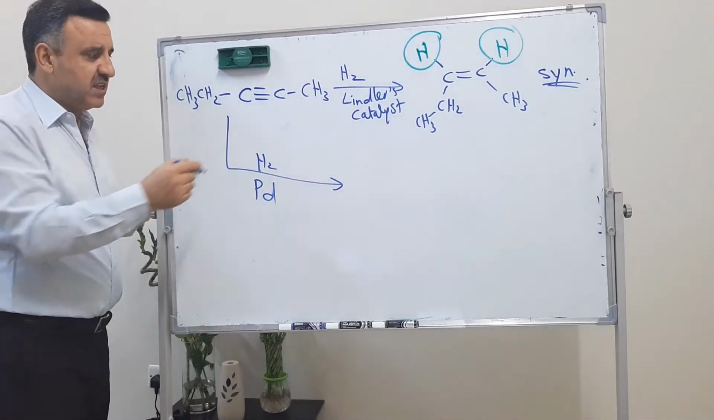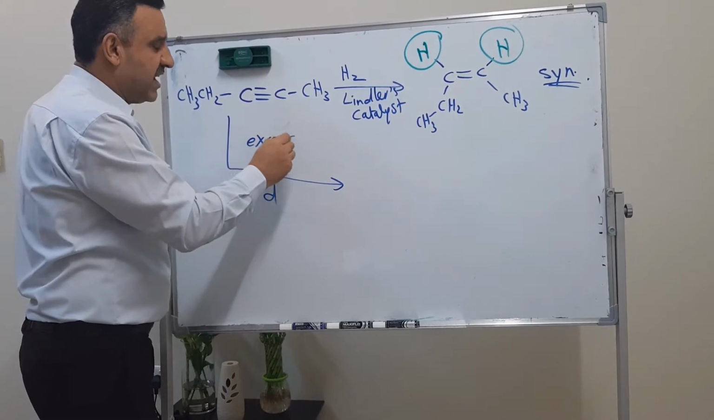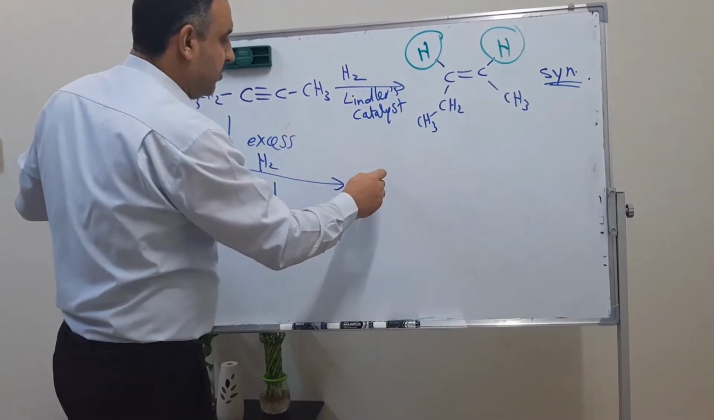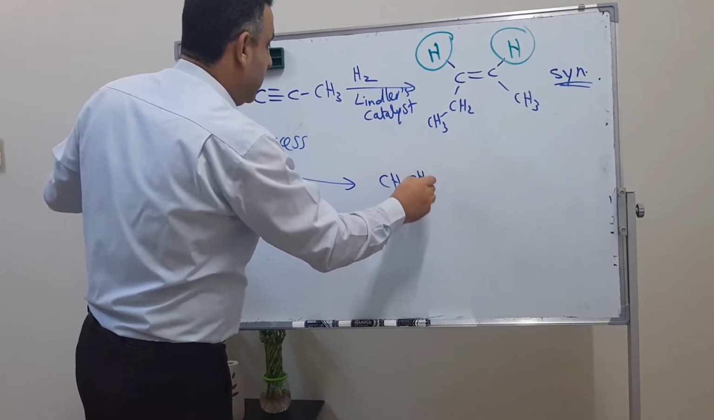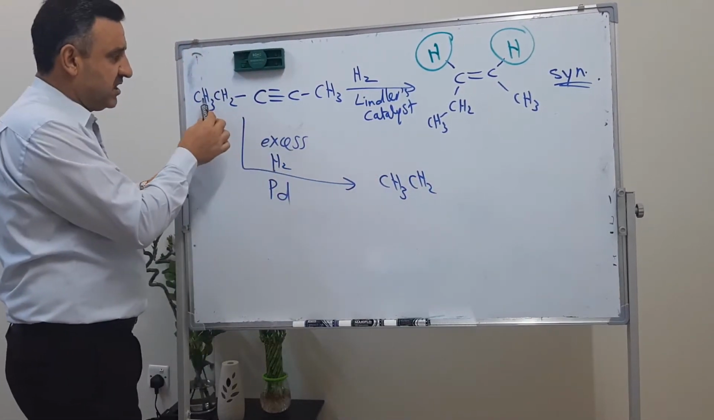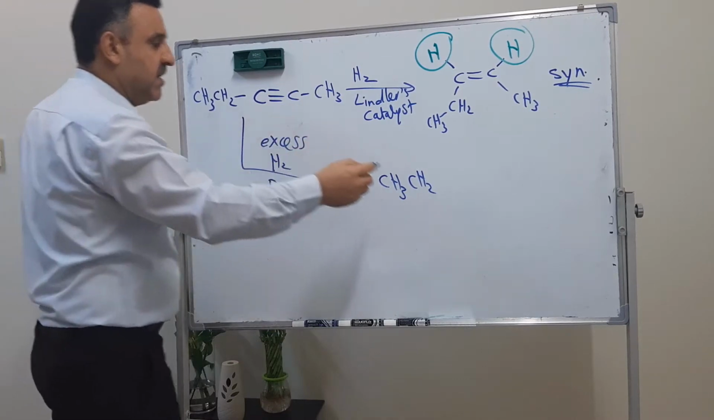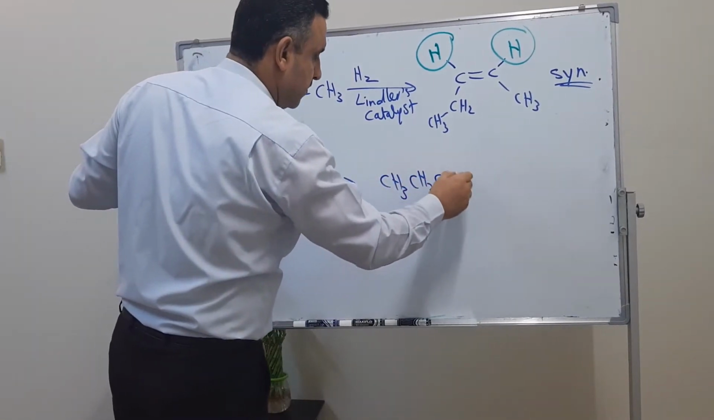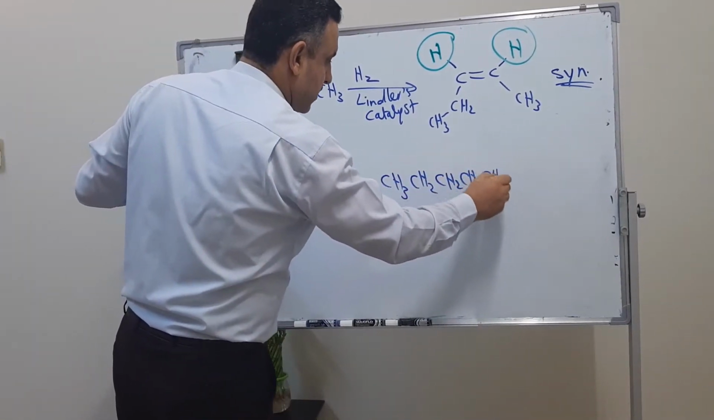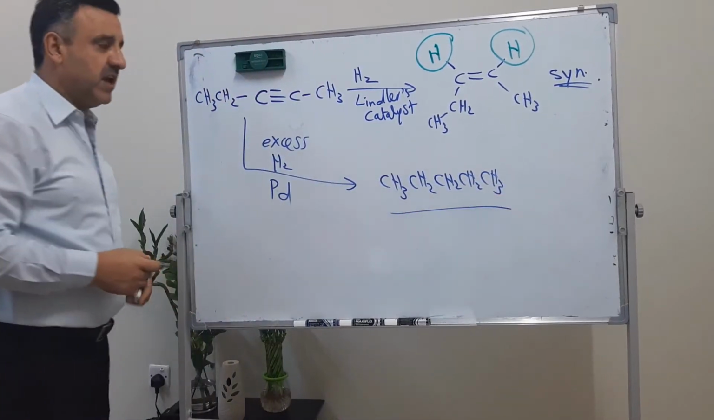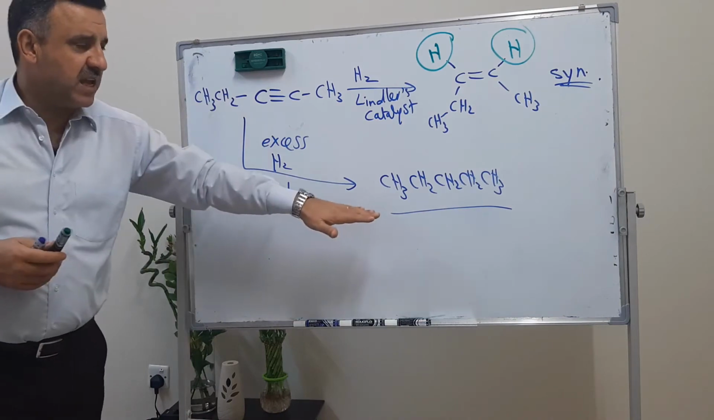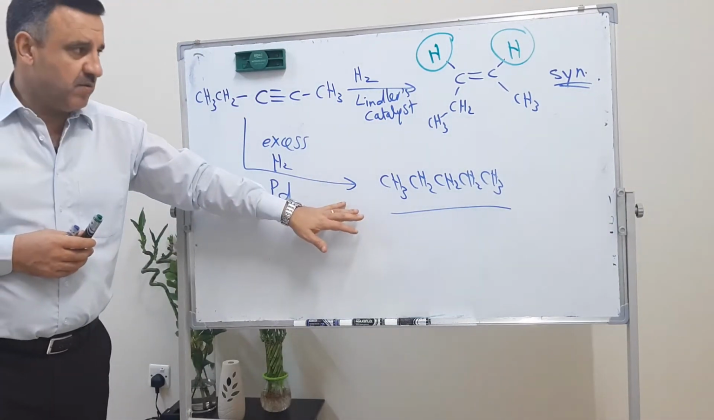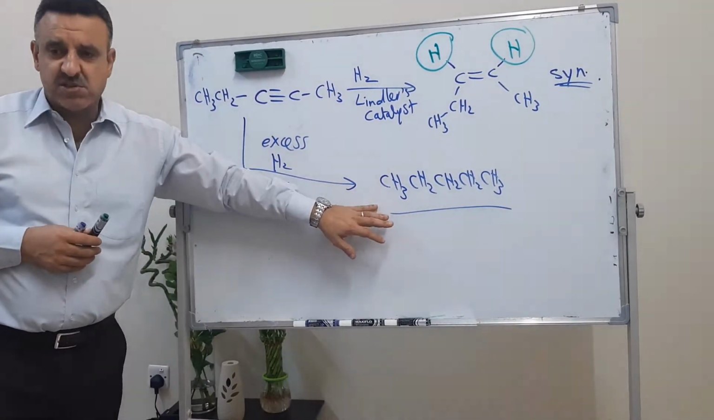While if we allow the same to react with just hydrogen, in the presence of palladium, for example, excess hydrogen, what we are going to get is just the corresponding alkane, which is in this case 1, 2, 3, 4, 5, the pentane, without any control. That is, we cannot stop the reaction at the alkene. We can only get the corresponding alkane.